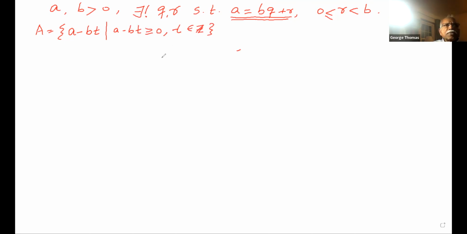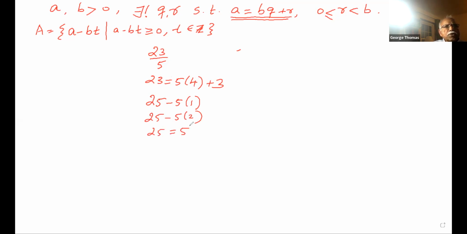What is the process of division? Suppose you want to divide 23 by 5. 23 is 5 times 4 plus 3. Well, think of it this way. From 23, you subtract one 5. There is still lots of room. Subtract two 5s. There is still room. Subtract three 5s. Should we stop?